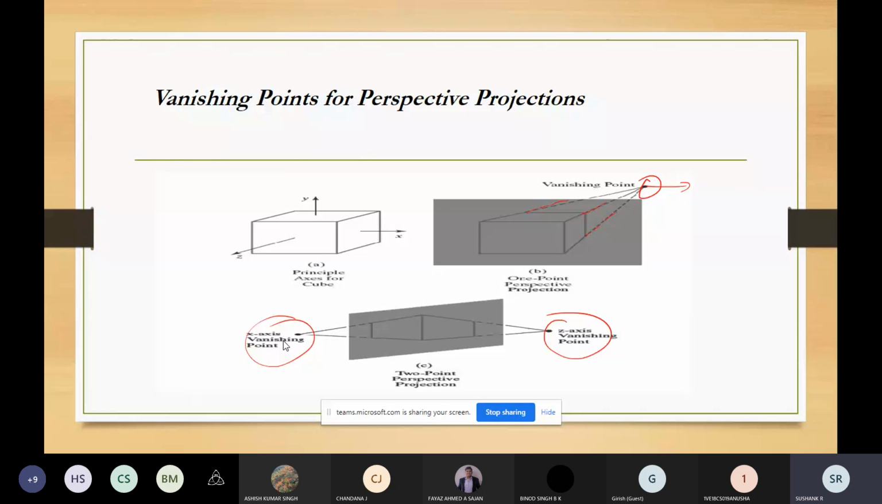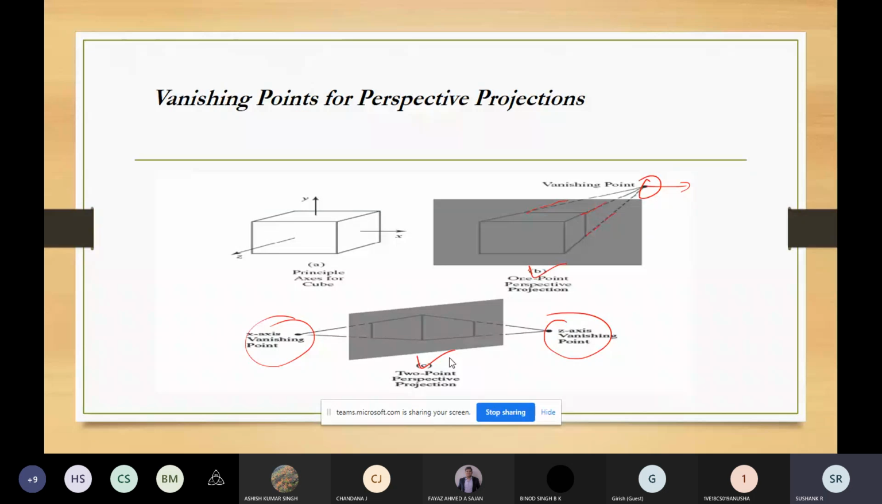1 point perspective projection, 2 point perspective projection. So this is an example of 1 point projection, 2 point perspective projection, 3 point perspective projection. Here the number of principal vanishing points in the projection will be equal to the number of principal axes which intersect the view plane.